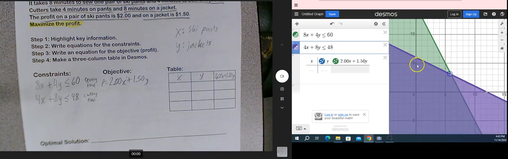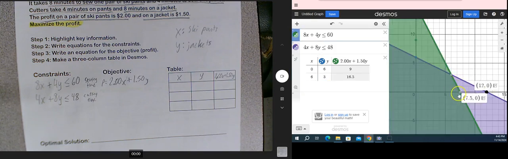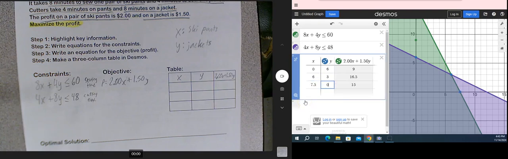And now we enter the corner points. So the first one is up here, 0, 6. Second one is over here, 6, 3. And the third one, it looks like it's down here, but it's not. It's here, because we need it to be bordering the double shaded area. 7.5 and 0. Now you can see that the blue dots, which, yeah, Y is blue in this case, are my 3 corner points. You can see that they illustrate the corner points perfectly.